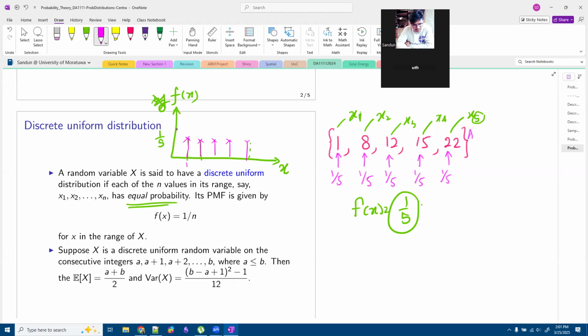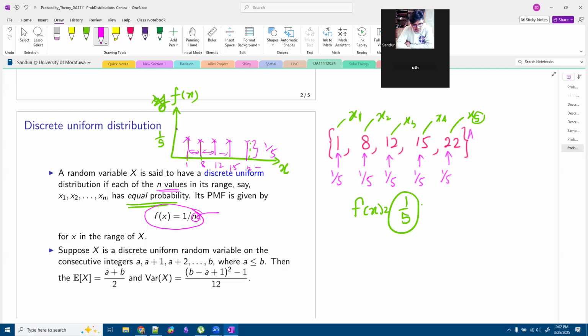I should not put them in the same sequence because I have 1, 8, 12, 15. They are not the same. So assume that they are the same. Forget about the distances. So 1, 8, 12, 15, 22. All of them have equal height of probability 1 over 5. So basically, in the case of uniform distribution, you are dealing with the same probability for each outcome. And that outcome probability is equal to 1 over n, where n is the number of values in its range. Okay, so dissolve this idea because that's important.